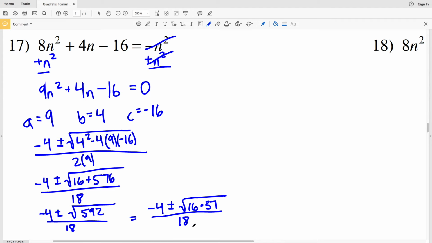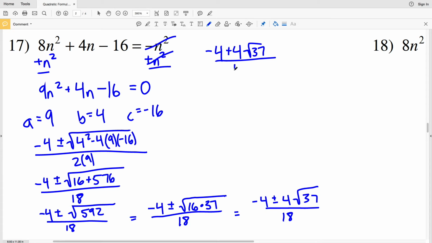And that's all over 18. So negative 4 plus or minus the square root of 16 times 37, which is the number 592, all over 18. So we'll pull out that 16 to get negative 4 plus or minus a positive 4 times the square root of 37, all over 18. So one solution will be negative 4 plus 4 times the square root of 37 all over 18. And another solution will be negative 4 minus 4 times the square root of 37 all over 18.